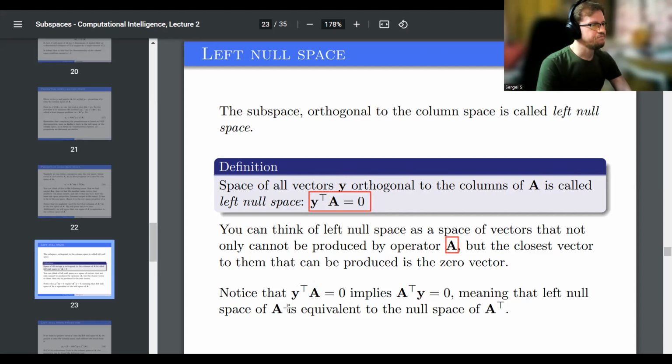Okay. Now notice that this definition can be transposed. Transposing gives us A transpose Y equal to 0. Interesting. A transpose Y equals 0. So that means that the left null space is equivalent to the null space of A transpose. It's quite an elegant proof. A transpose Y.